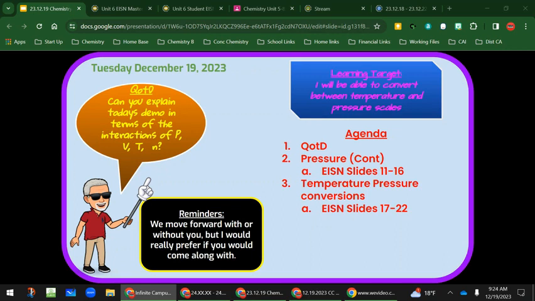Why did the pressure lower in the container? Because we took gas out. This is an interaction of all of those things, correct? Taking gas out causes the pressure to lower. The balloon inside starts getting bigger.